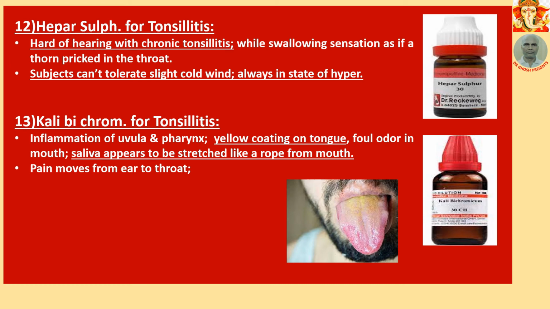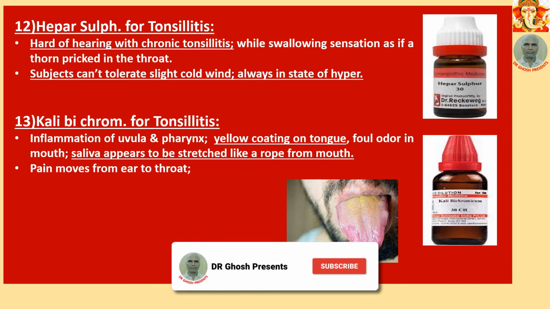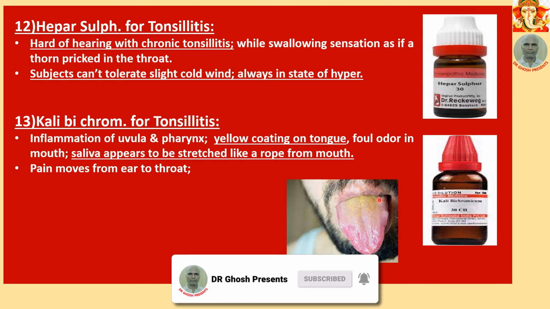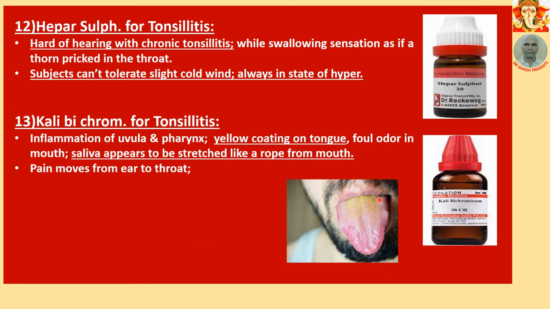Number 13. Kali bichrom for tonsillitis. Inflammation of uvula and pharynx. Yellow coating on tongue. Foul odor in the mouth. Saliva appears to be stretched like a rope from mouth. These may be called guiding symptoms of Kali bichromicum. Pain moves from ear to throat.